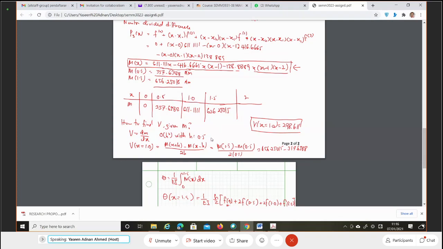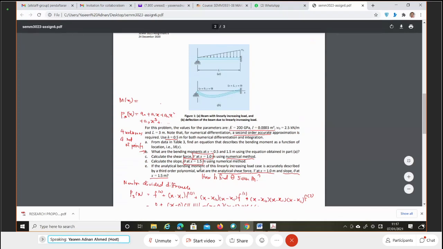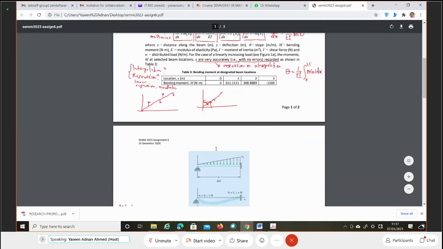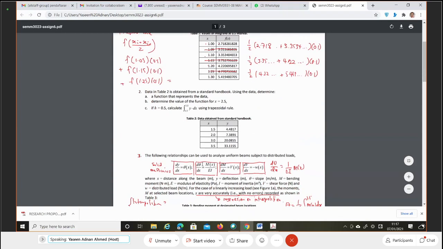Okay, it's very easy. So next one is D. Calculate the slope theta at x equal to 0.5 using a numerical method. Again, numerical method, which method? Differentiation and integration is not mentioned. So for theta, you go to the theta expression. In order to get theta, you need to integrate this one.